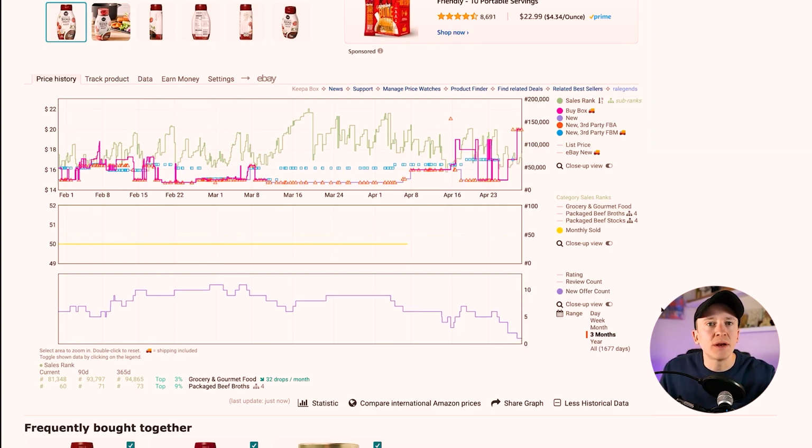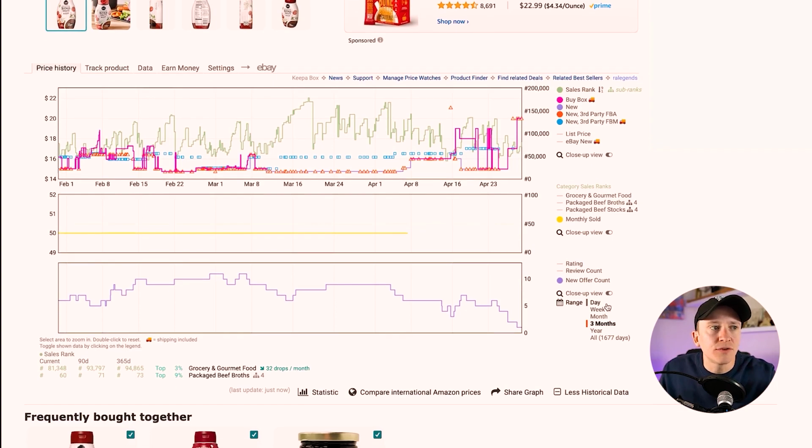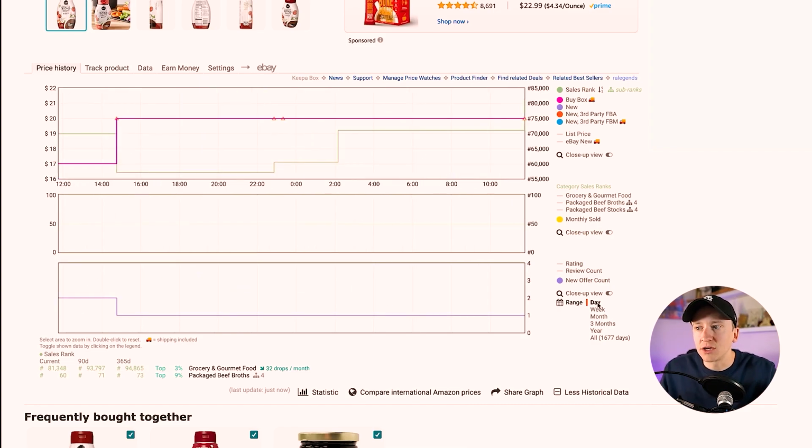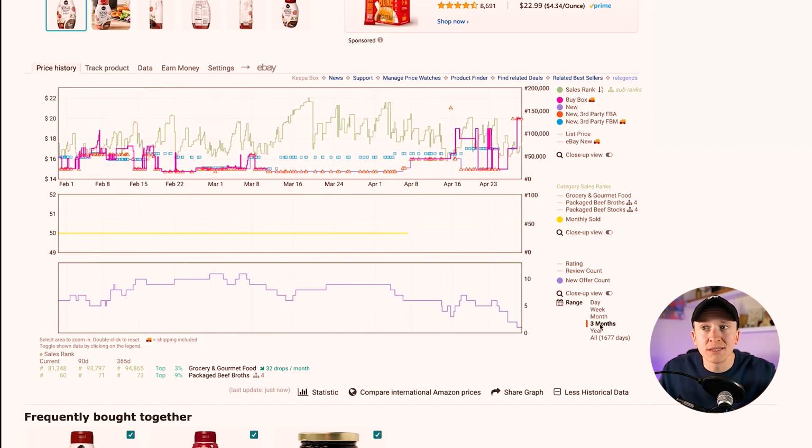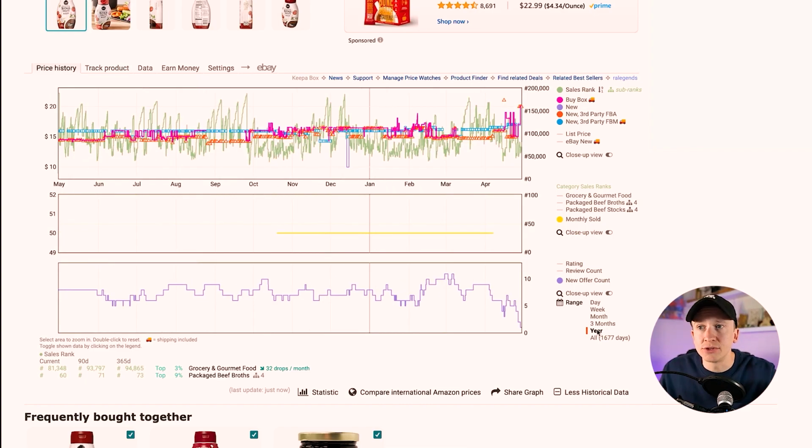Additionally, whenever you are evaluating Keepa graphs, you've got an option down here of what range of history you want to see. If you just want to see one day, you can click on day and it'll show us that. You can also see the week, the month, and the 3 months, which is what it typically defaults to. What I recommend is the year chart, because we want to see what it has looked like over the past year. This allows us to see seasonal information.